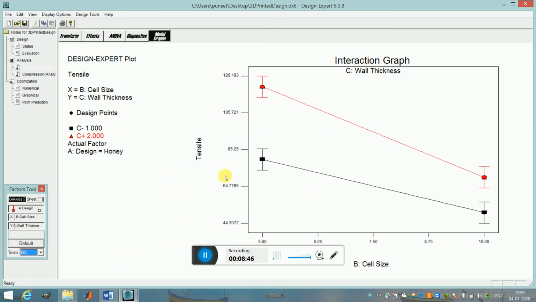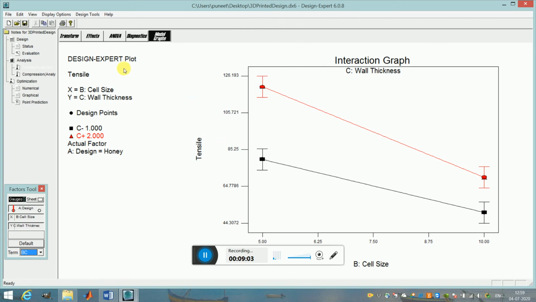Then, interaction means if I change the wall thickness from low to high, similarly, if I change the cell size, if I vary these together, tensile strength will drop. This is what can be inferred here.